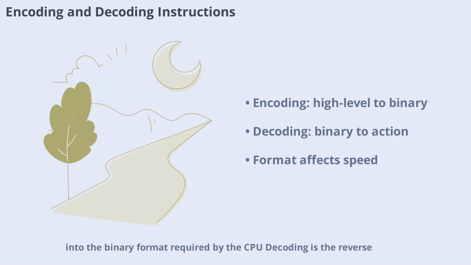Encoding is the process of converting high-level instructions into the binary format required by the CPU. Decoding is the reverse, where the CPU interprets the binary instruction and determines what action to take. The complexity of encoding and decoding depends on the instruction format. Simpler formats make these processes faster and more reliable.